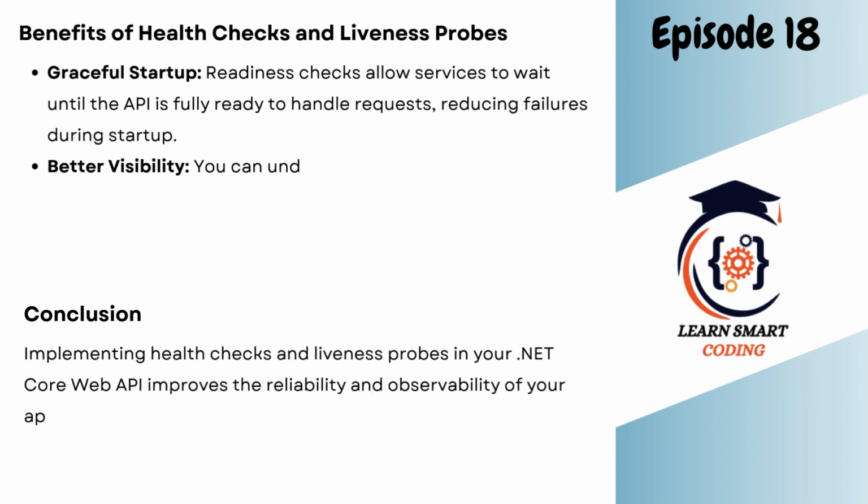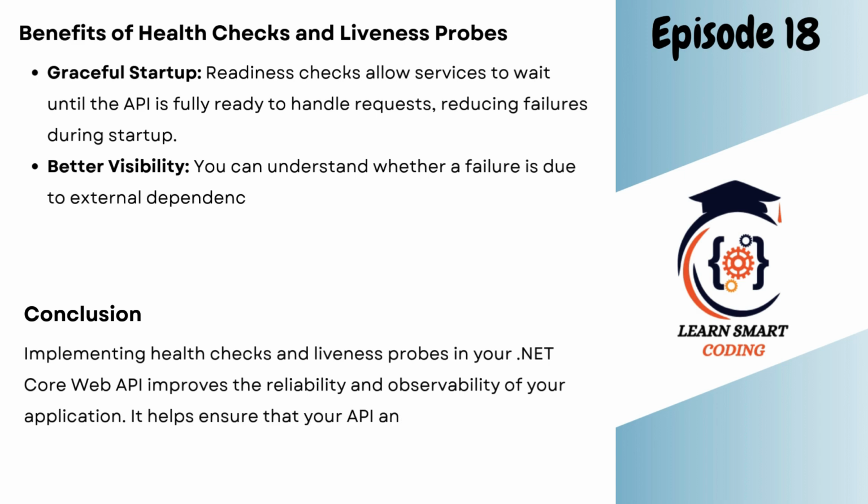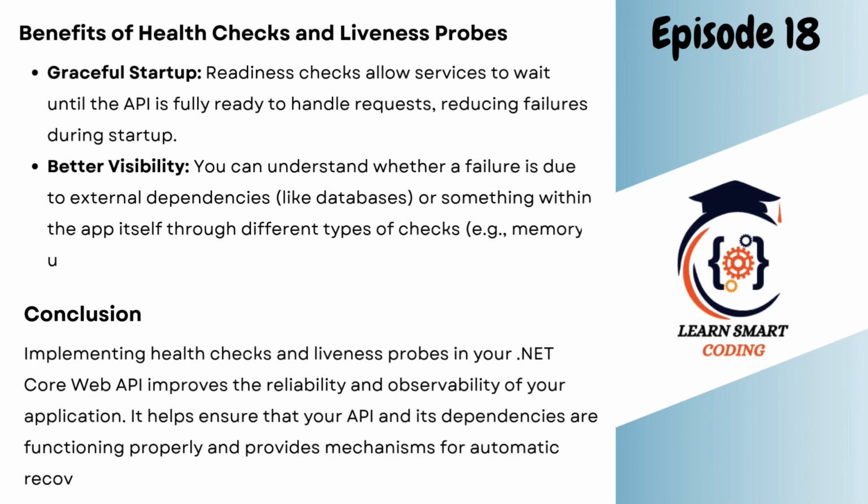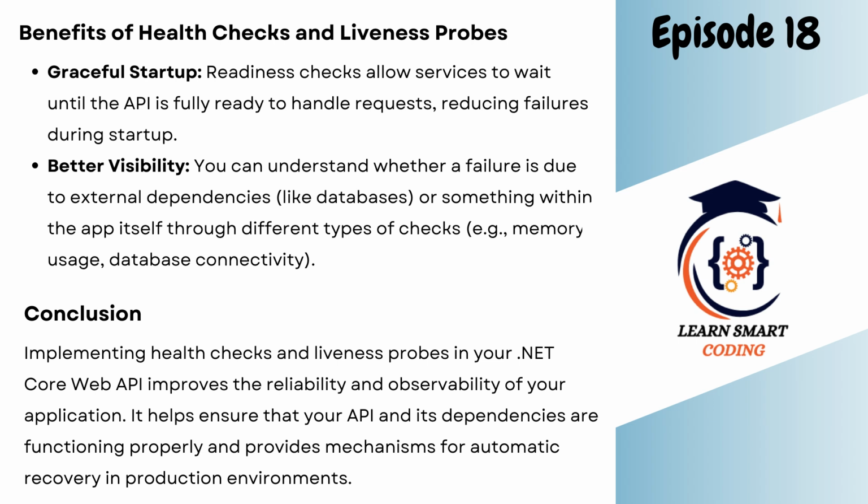You can understand whether a failure is due to an external dependency like the database or something within the app itself, through the different types of checks, like the memory check, memory usage, database connectivity, and all of those things. In conclusion, all I'm saying is that implementing health checks and Liveness probes in your .NET Core Web API improves the reliability and observability of your application. It helps ensure that your API and its dependencies are functioning properly and provides a mechanism for automatic recovery in a production environment. This is the main purpose of whatever we just did.